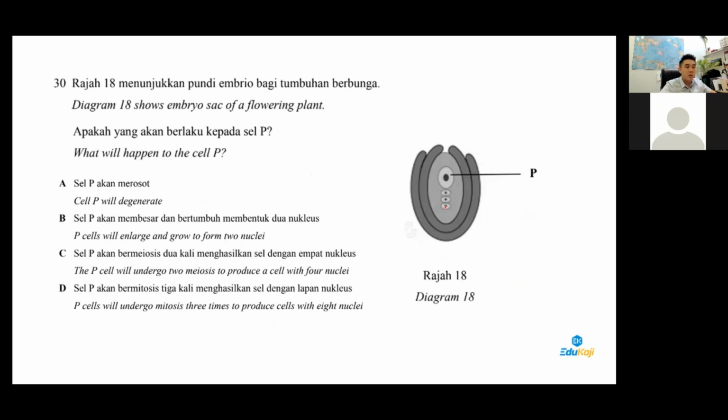Okay, what happens to cell P? What's this? Oh, embryo sac. Okay, embryo sac. What happens to cell P? If you remember, in the embryo sac, the nucleus will undergo 3 times mitosis. All this will disintegrate. P will undergo 3 times mitosis.